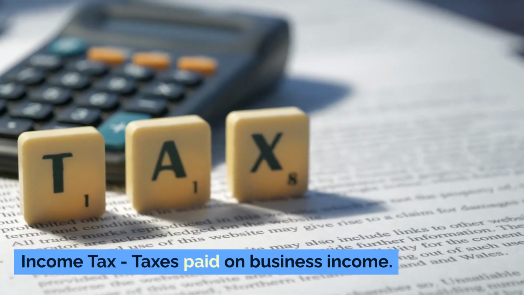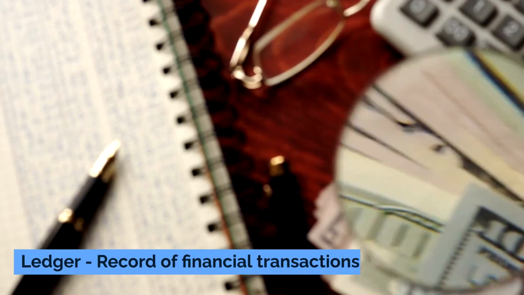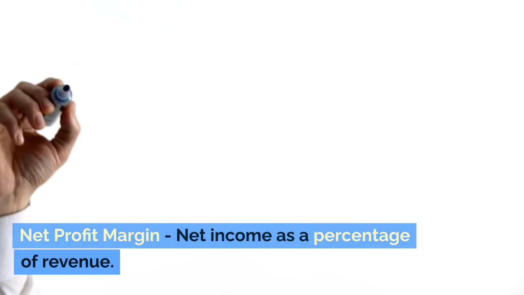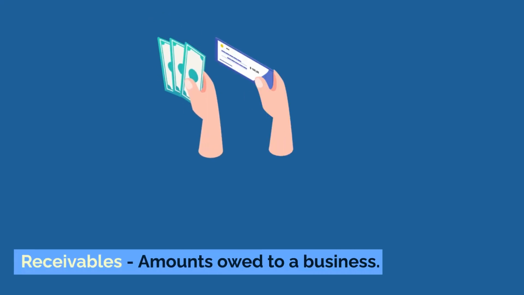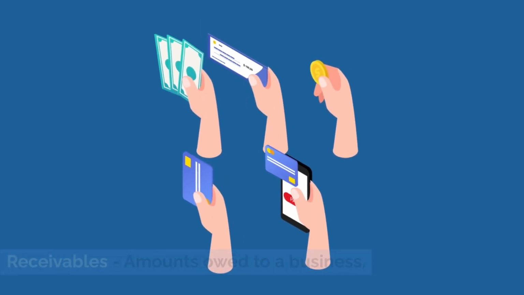Income taxes: paid on business income. Ledger: record of financial transactions. Net profit margin: net income as a percentage of revenue. Owner's equity: owner's share in business assets. Receivables: amounts owed to a business.